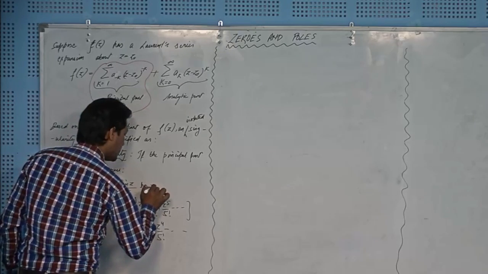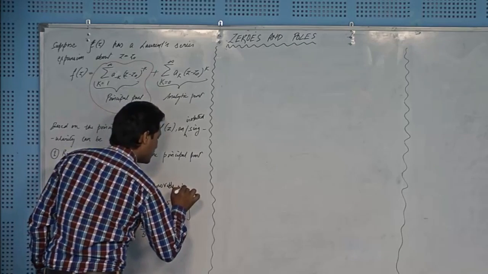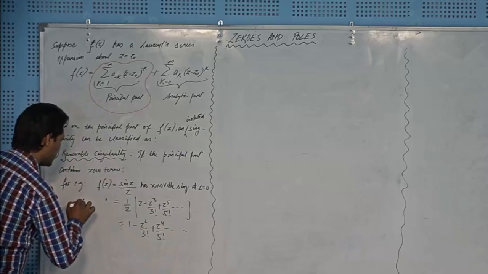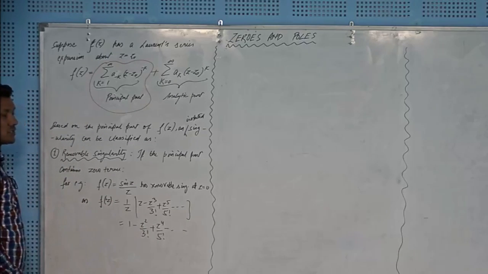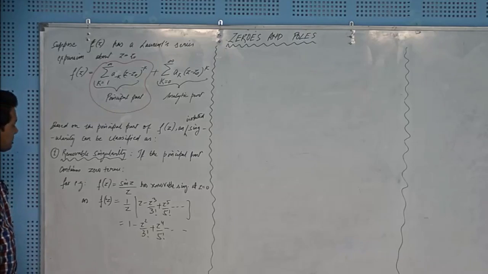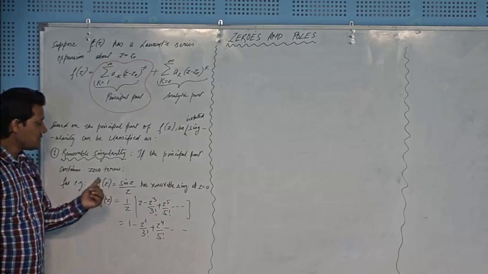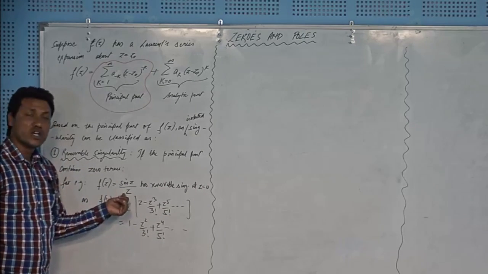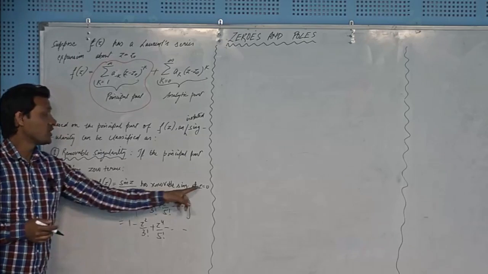Has a removable singularity at z equal to 0, right? As its expansion is giving no negative powers of z, right? So this is a very good example of removable singularity. And whenever we have a removable singularity at some point, then we can always convert this function into an analytic function, right? By defining this function at this point 0, right?